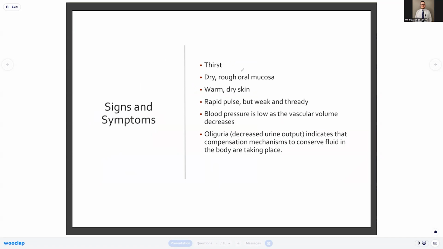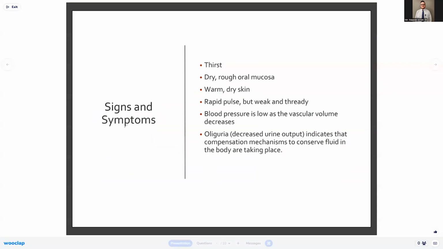So we get the 3 Ps, the thirst, but we're also going to get signs of this extreme dehydration: dry mucous membranes, dry mouth, warm, dry skin, tachycardia but with a weak, not really good pulse. Blood pressure's low because of all the fluid loss, and decreased urine output.